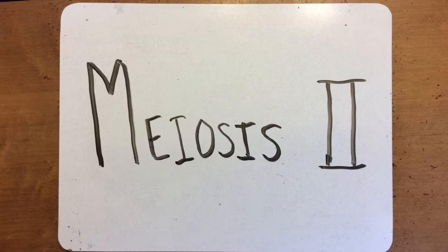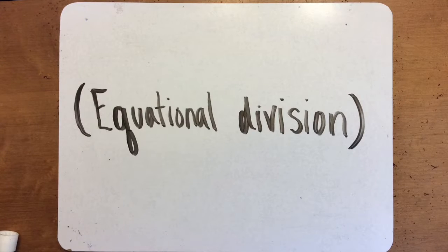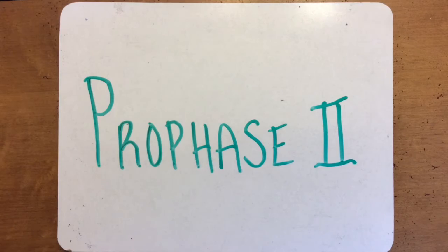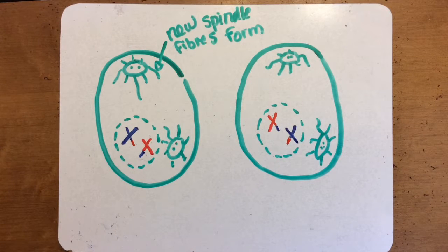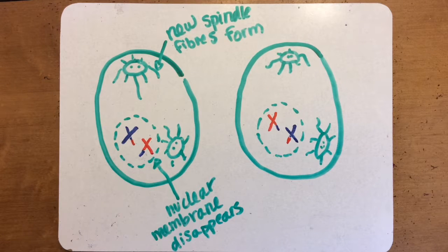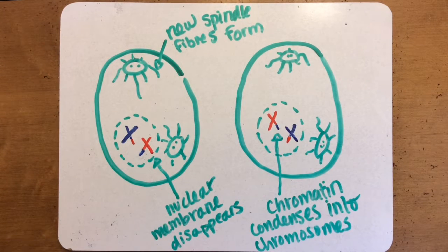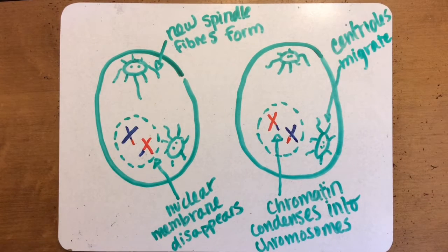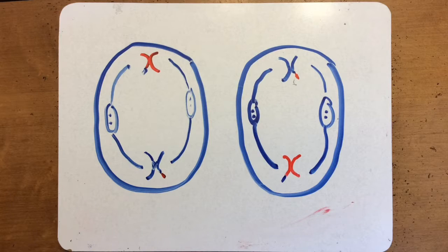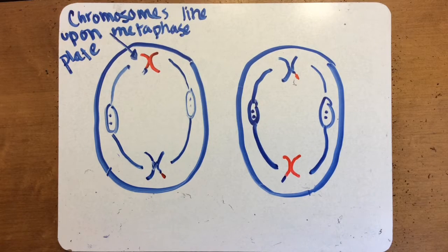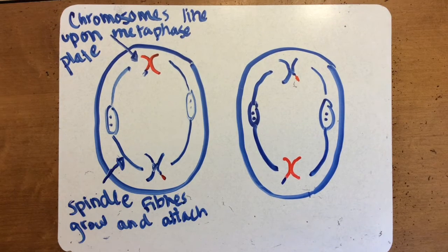The second phase of meiosis is meiosis 2, or equational division. The first phase of meiosis 2 is prophase 2. It looks like this. It's when the new spindle fibers are starting to form, the nuclear membrane is disappearing, the chromatin are condensing into chromosomes, and the centrioles are migrating. The third phase of meiosis 2 is metaphase 2. This is what the cell looks like during metaphase 2. The chromosomes line up on the metaphase plate, and the spindle fibers grow and attach to the chromosomes.